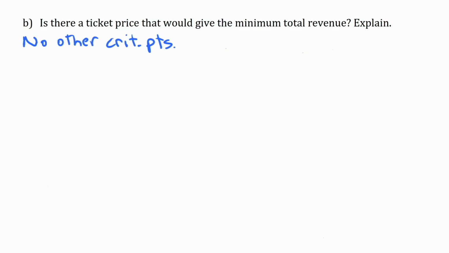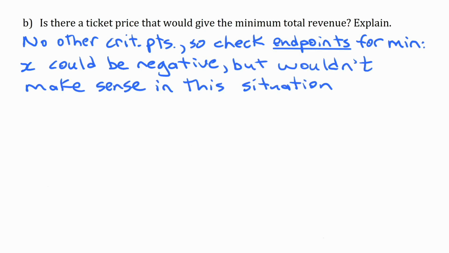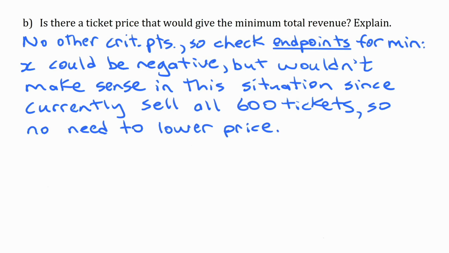There was no other critical point. So again, like the previous examples, we need to think about our endpoints for a minimum here. Now, if we were saying the price was 0, then we'd actually have x being a negative number because we'd be decreasing the price, not increasing the price. But in this situation, we don't really want to think about negative x values because in this situation, they are already selling all 600 tickets. So there's no reason they would reduce the price unless they were doing some charitable thing or something. But we're going to just think about this as that there's no need to lower the price.